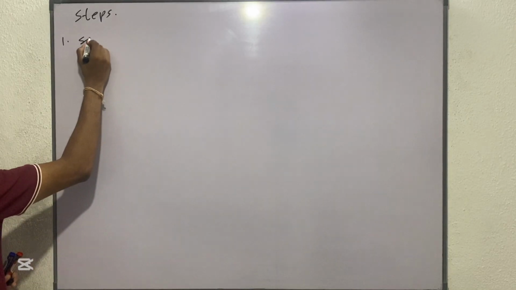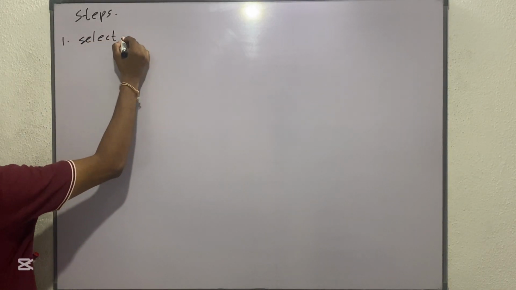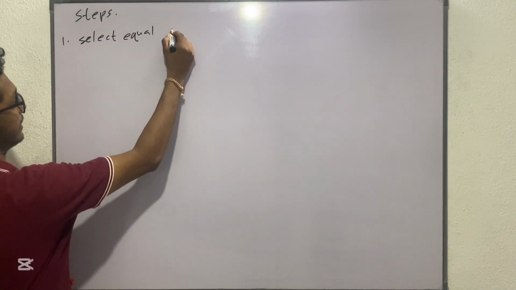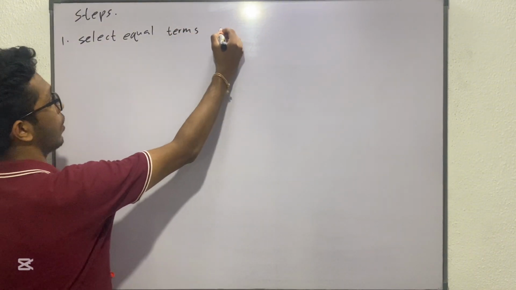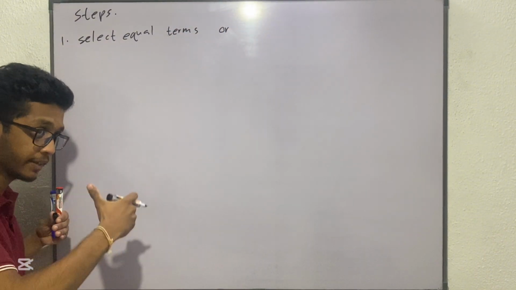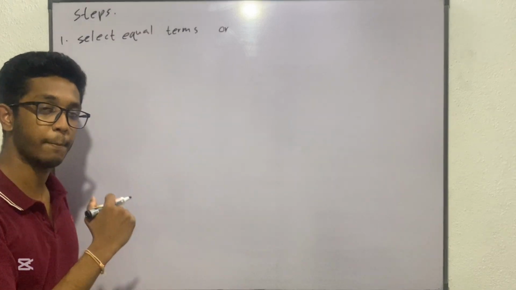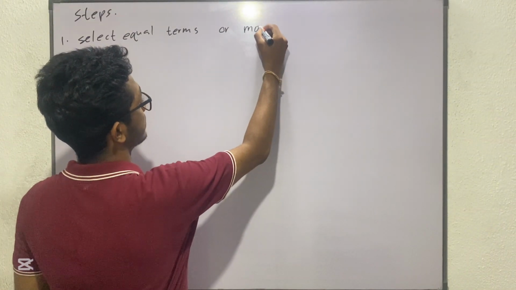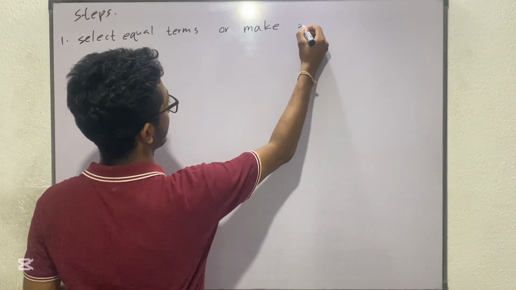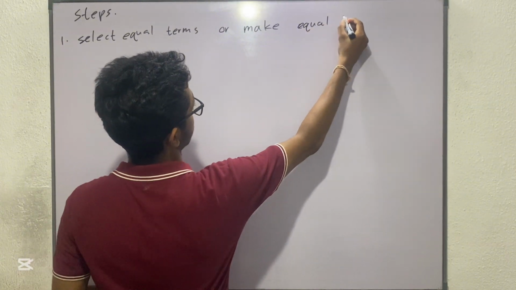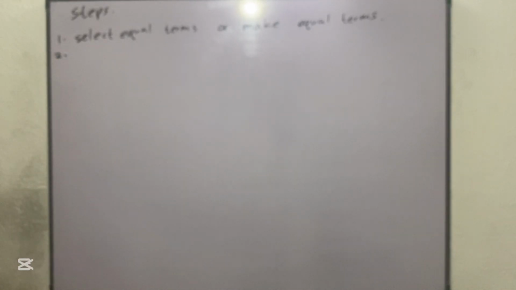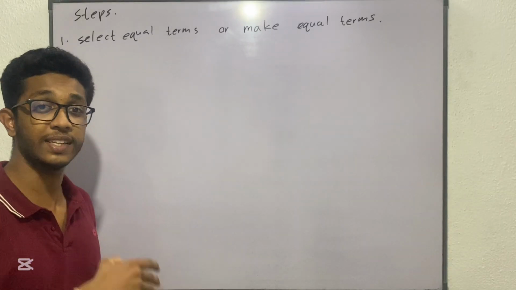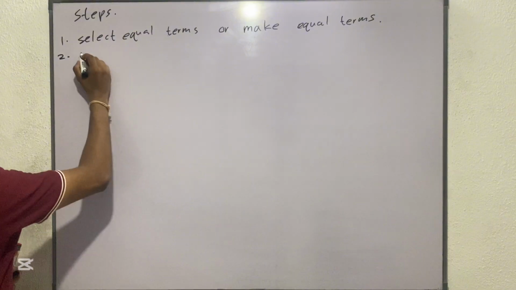You have to select equal terms. That is the first step. Or if they have not given equal terms, then you have to make equal terms. That's the first step. Then the second step, we need to simplify according to the sign of the equal terms.